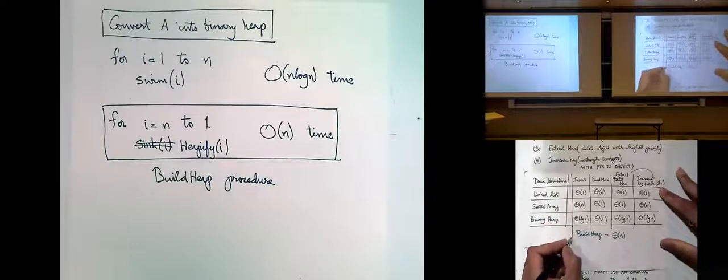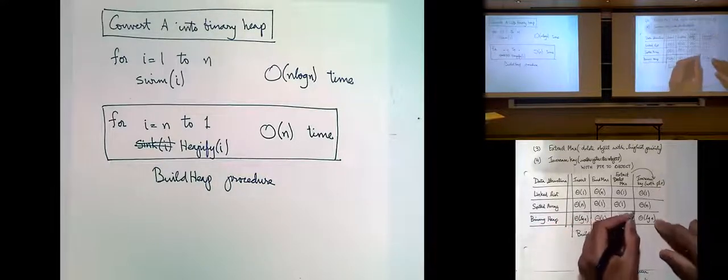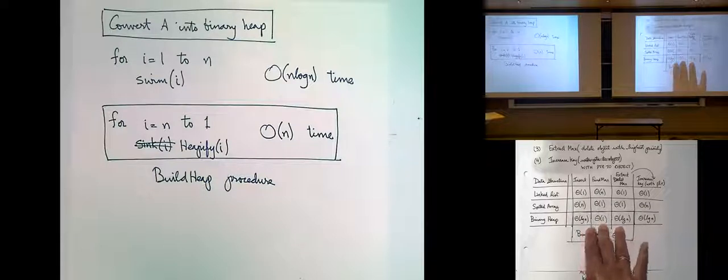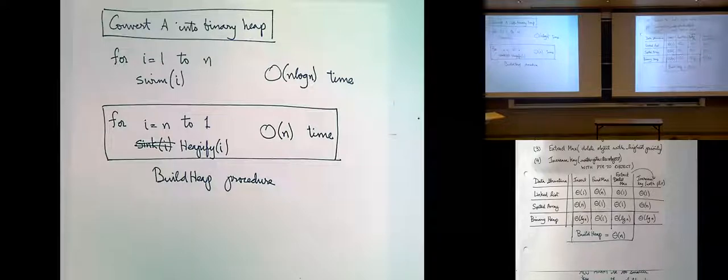You can even ignore the increase key. These four running times are what you need to know. And the first three, you shouldn't really get. So this ends our discussion on binary heaps. Are there any questions?